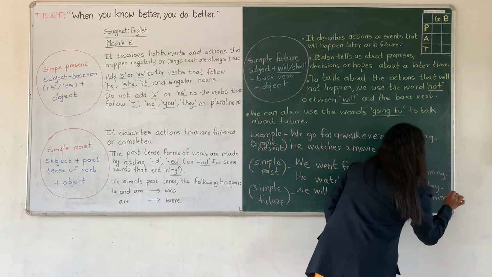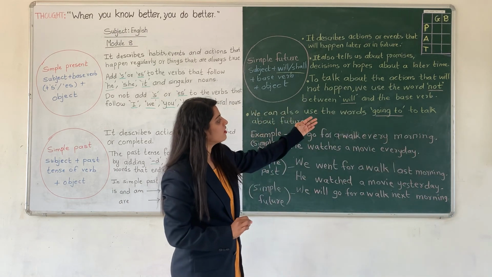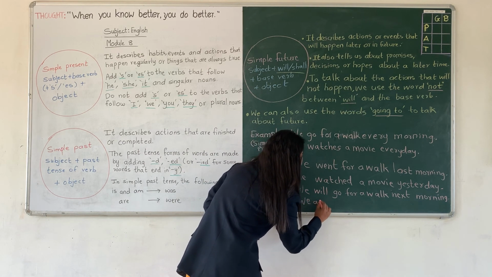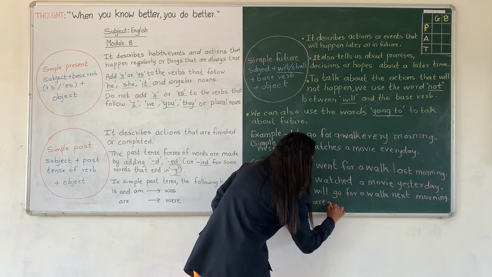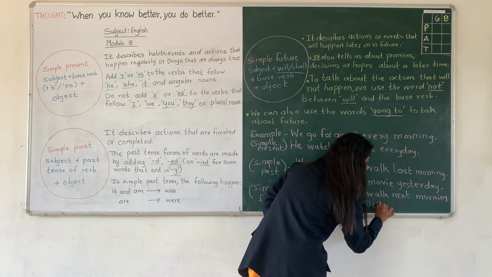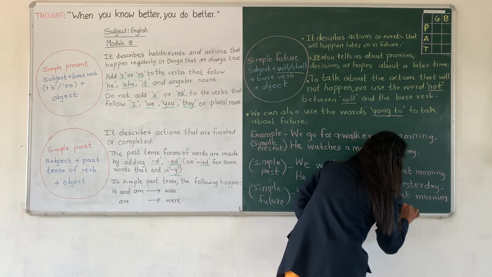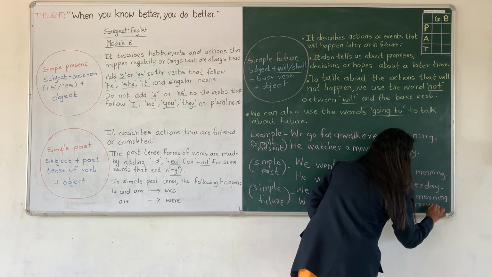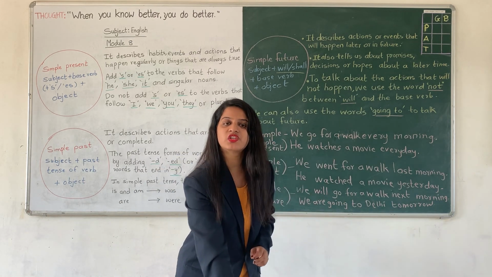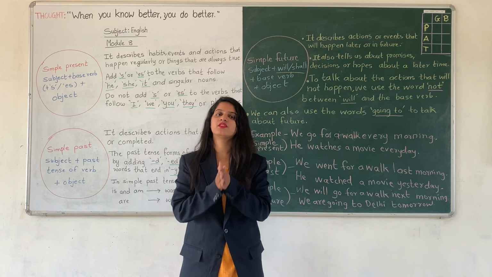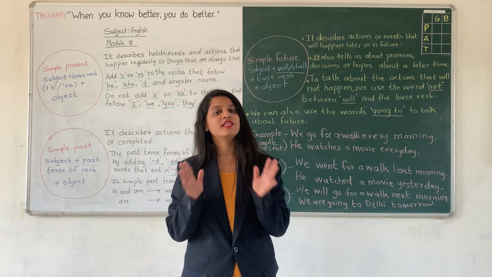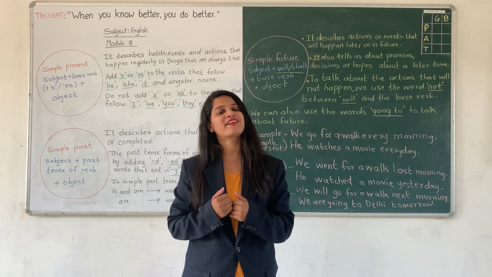Okay. Now I give you some examples about going to. We are going to Delhi tomorrow. Okay. So this is an example of simple future tense. So my dear children, I hope you have understood all the three tenses. Okay. If you have any queries or any problem related to today's session, you can contact me. Alright.